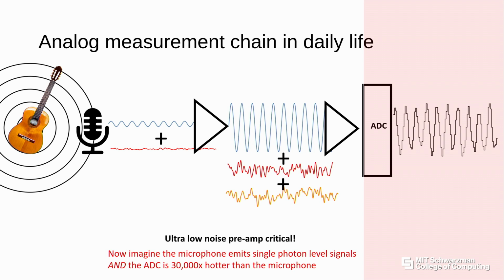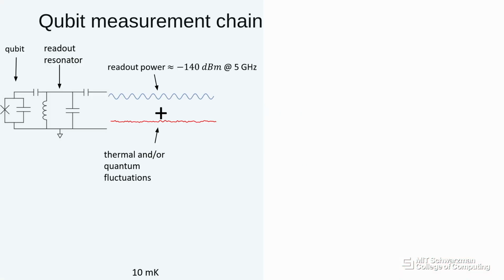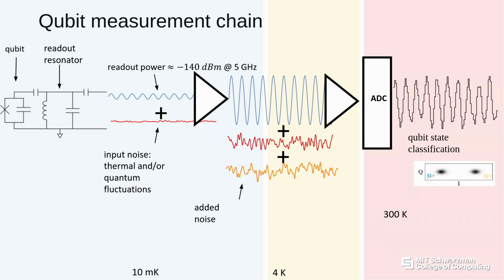Now, to imagine how this is with superconducting qubits, imagine that your microphone emits single photon level signals and your analog to digital converter is 30,000 times hotter than your microphone. So that's similar to the qubit measurement chain, where you have the qubit and the readout resonator, you're sending in around minus 140 dBm at 10 millikelvin. You have a first quantum limited preamplifier and then a secondary amplifier, and then you measure it at 300 Kelvin and perform the qubit state classification.